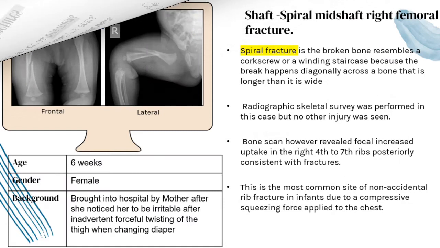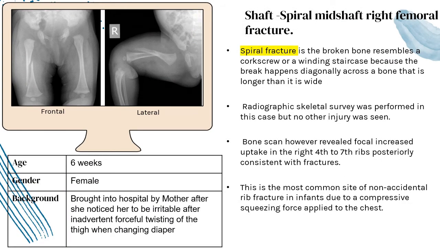The first case study, we're going to look into the spiral mid-shaft right femoral fracture. We can see from this radiograph, we have frontal and lateral views. This is from a 6-week-old female that was brought into the hospital by her mother after the mother noticed an inadvertent forceful twisting of the thigh when she was changing her diaper.